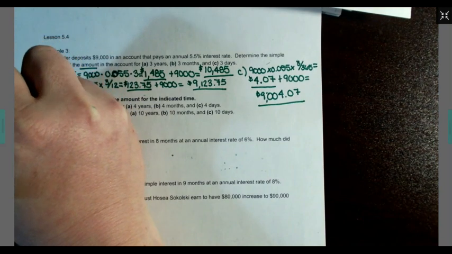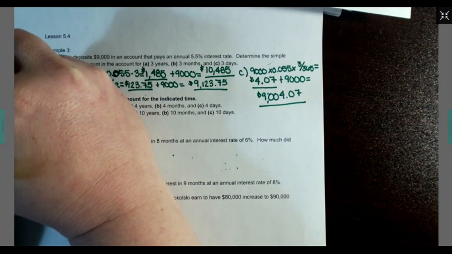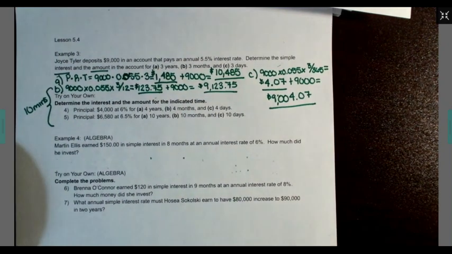There are questions 4 and 5. Try on your own. I want you to take about 10 minutes. It's very similar to the way we set up example 3. We have to first find our interest and then find out how much money is in the account now. So go ahead and take a look at questions 4 and 5. Try on your own and pause your video for 10 minutes.